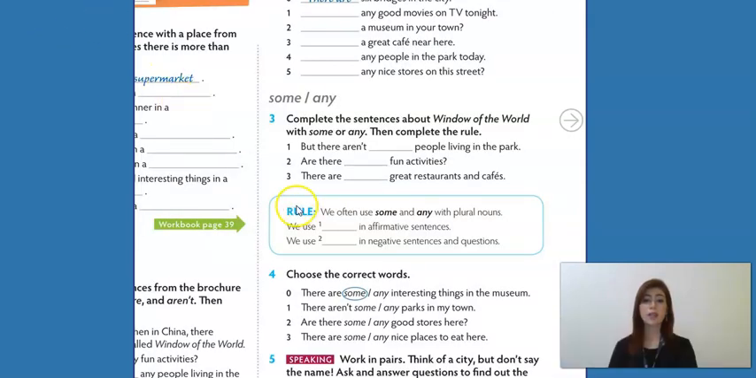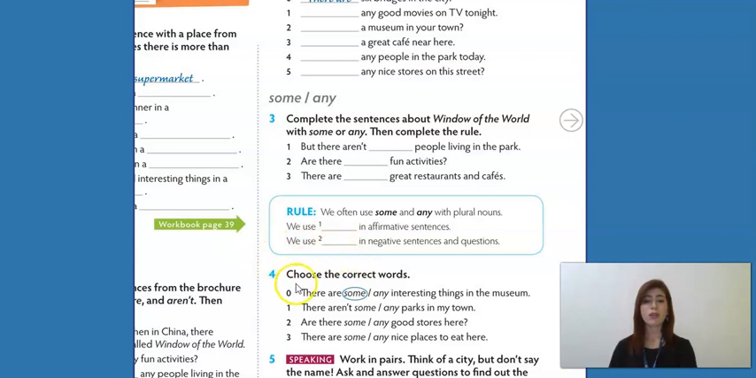Okay, so here we can see the rule. We often use some and any with plural nouns. So the situation where we need to choose between some and any is only when we have plural nouns. Okay? We use some in affirmative sentences, and we use any in negative sentences and questions. Okay, so this is the rule to choose when you have some or any.